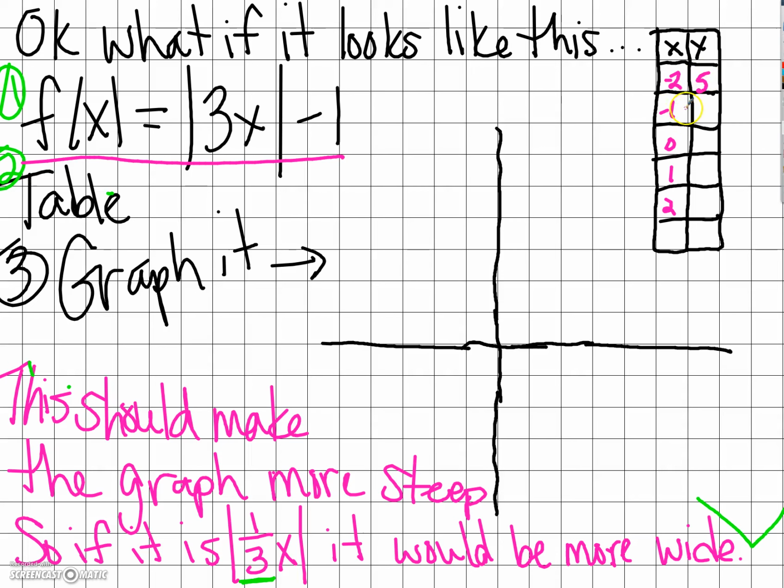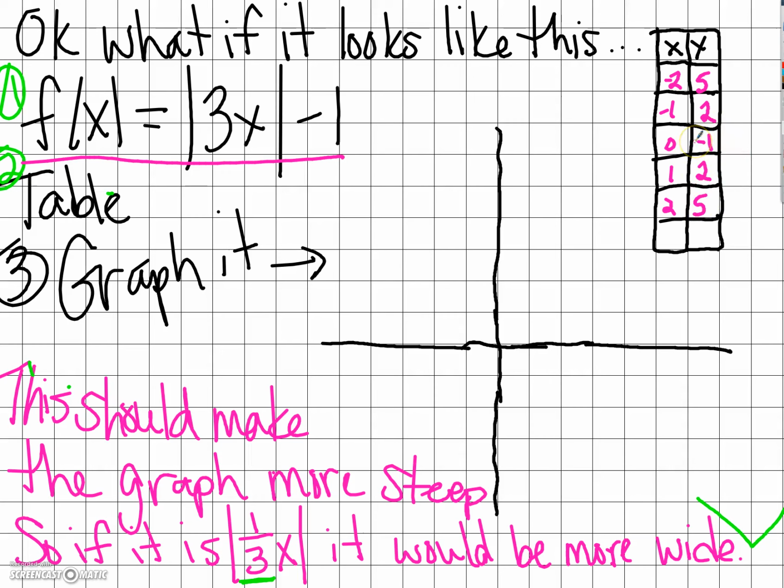3 times -1 is -3. Absolute value of that is 3. Minus 1 is 2. 0 times 3 is 0, minus 1 is negative 1. 3 times 1 is 3, minus 1 is 2. Notice when it starts going down and then back up, you should have a V going on there. And then 2 times 3 is 6, minus 1 is 5.